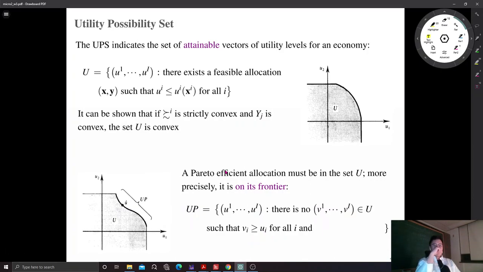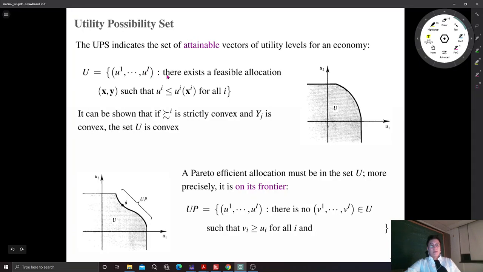In order to address this question, we begin with the UPS, the utility possibility set. This set is a counterpart of the production possibility set in producer theory. The set indicates the attainable vectors of utility levels given the available resources in the economy. The formal definition is right here. This is the set of utility levels for consumer one to consumer I.